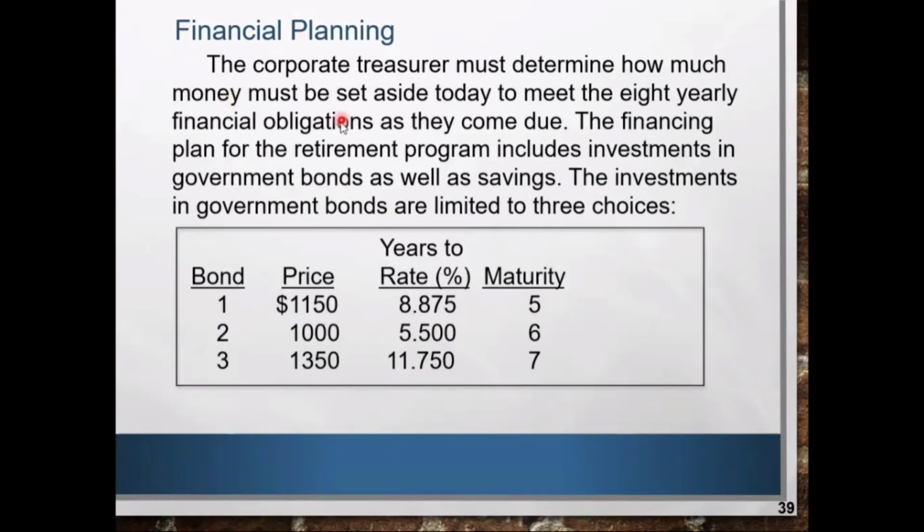Next, the corporate treasurer must determine how much money must be set aside today to meet the 8 yearly financial obligations as they come due. The financing plan for the retirement program includes investments in government bonds as well as savings. The investments in government bonds are limited to 3 choices. So we have here bond 1, bond 2, bond 3, with their price, annual rate, and years to maturity. Bond 1 matures at year 5, bond 2 at year 6, and bond 3 at year 7.